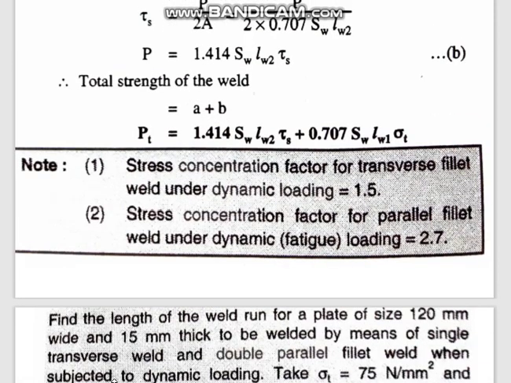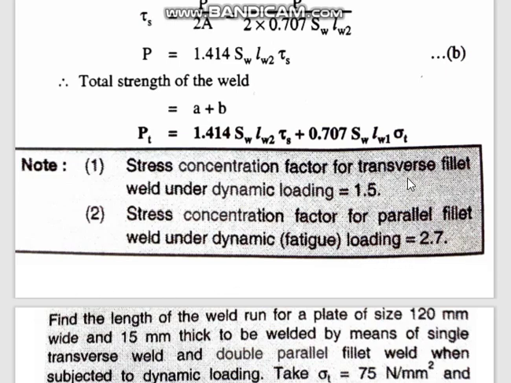See, what is the note here? Stress concentration factor for transverse fillet weld under dynamic loading. You see, these are all for static loading. What we have derived are for static loading. No cyclic loadings or dynamic loading is coming. If dynamic load is there, then 1.5 stress concentration factor and 2.7 for parallel fillet weld under dynamic load.